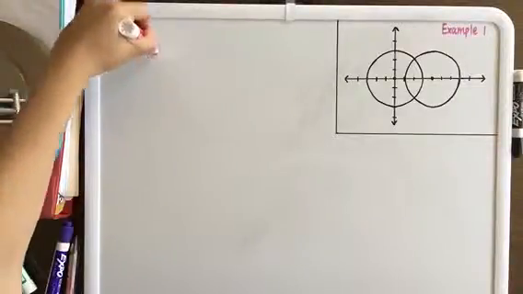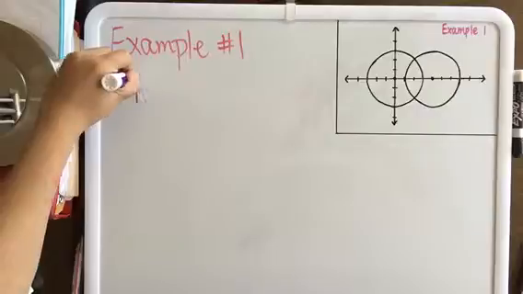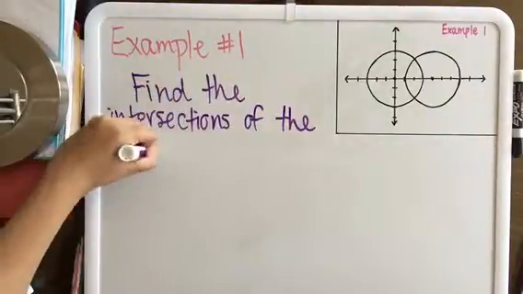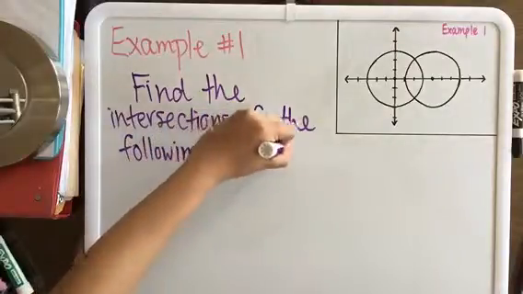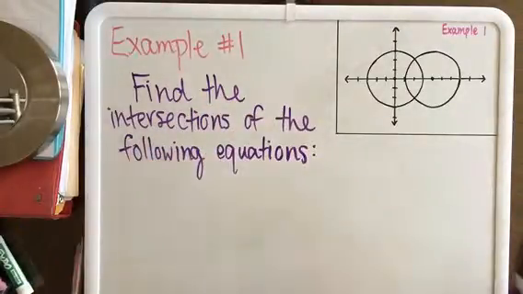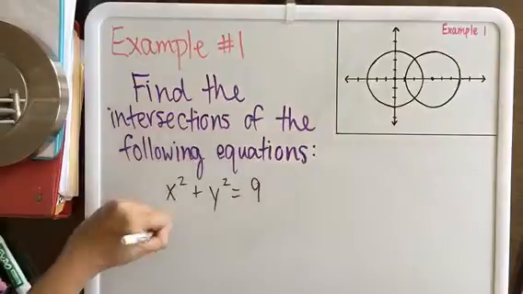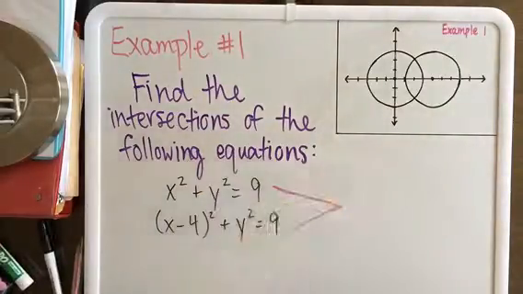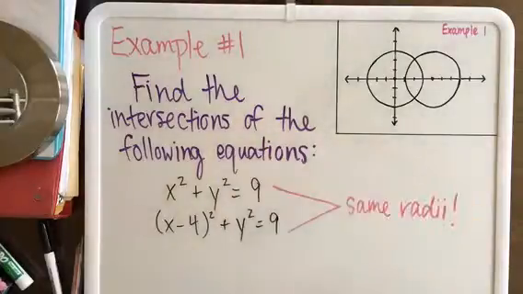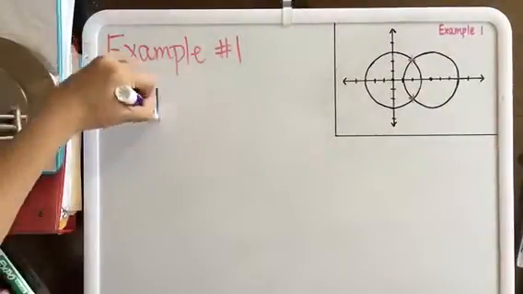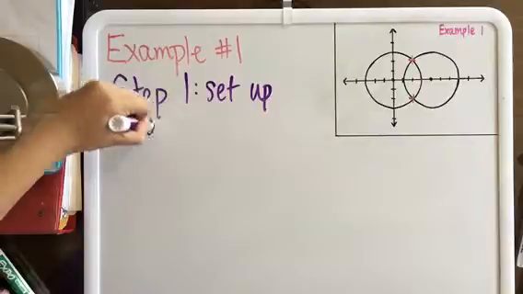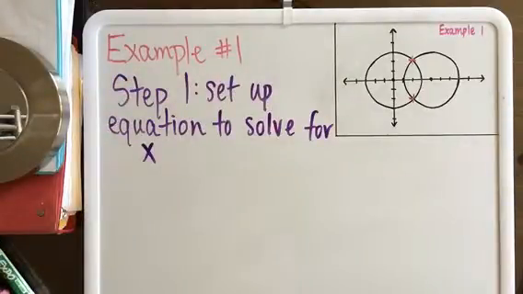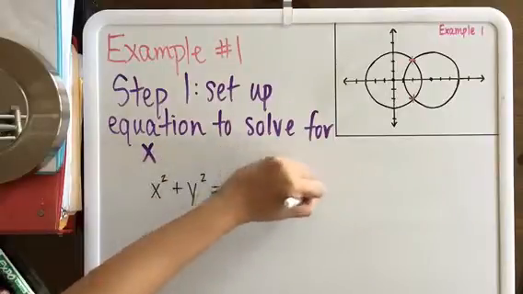The first example is finding the intersections of the following equations. x squared plus y squared equals 9 and (x minus 2) squared plus (y minus 4) squared equals 9. Notice that in this example, both of the equations have the same radius. The first step in this equation is to set up the equations to solve for y. To do this, we can isolate the y value out of one of the equations.